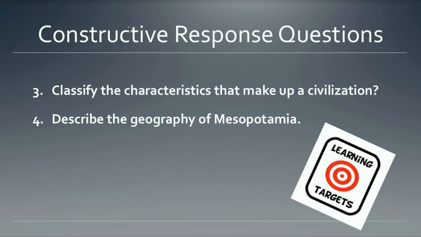So we've got two constructive response questions we're going to seek to answer through today's information. The first question says, classify the characteristics that make up a civilization. Well, there's five main characteristics, and we're going to look at all five of them, so that'll be a pretty easy question to answer. The second question says, describe the geography of Mesopotamia. Certainly we're going to look at the Fertile Crescent, the Tigris and Euphrates rivers, and we'll talk a lot about the geography that surrounds that area.